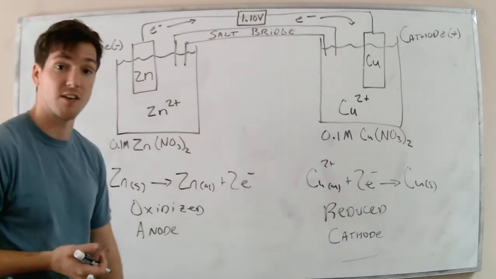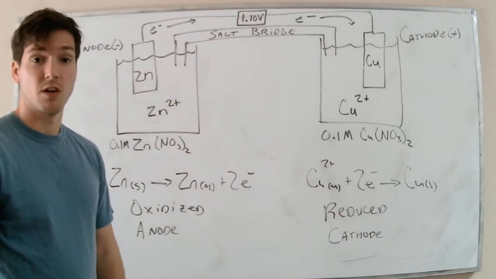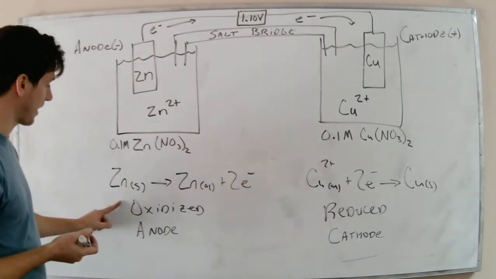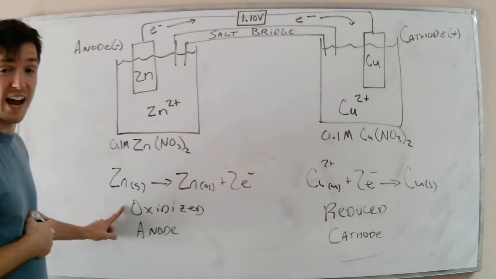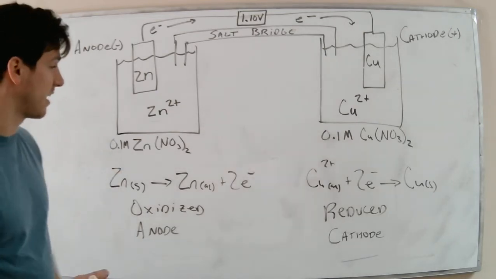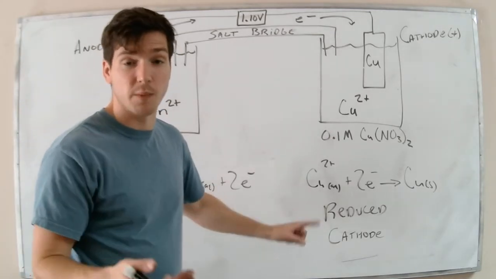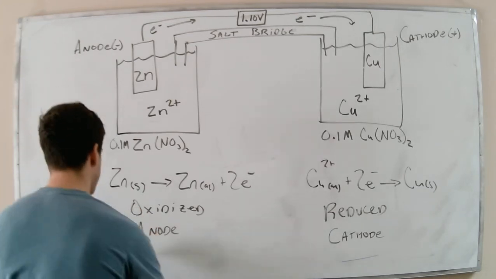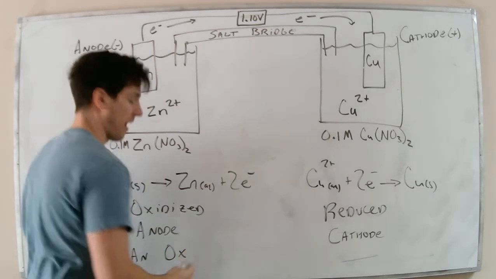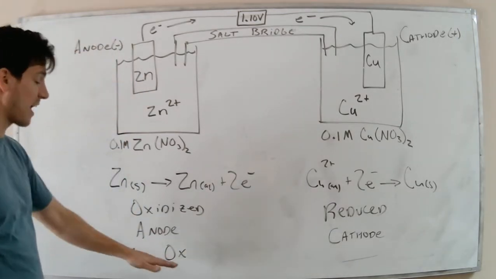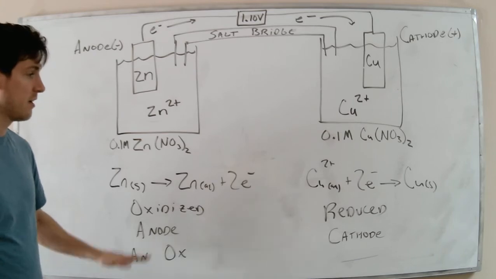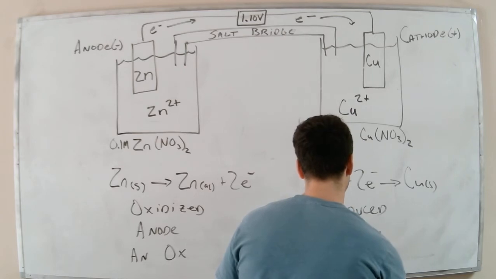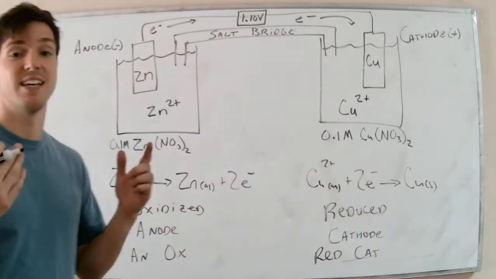Now remember, we have our saying for knowing if something is losing electrons or gaining electrons. It's LEO says GER, right? Losing electrons, like zinc did, it got oxidized. LEO. Losing electrons, oxidized. Gaining electrons is reduced. GER. Well, we have another one for remembering that the oxidized side is an anode. We have the saying An Ox, right? An Ox. Oxidation happens at the anode. For this one, reduced cathode, we just say Red Cat. Reduction happens at the cathode.